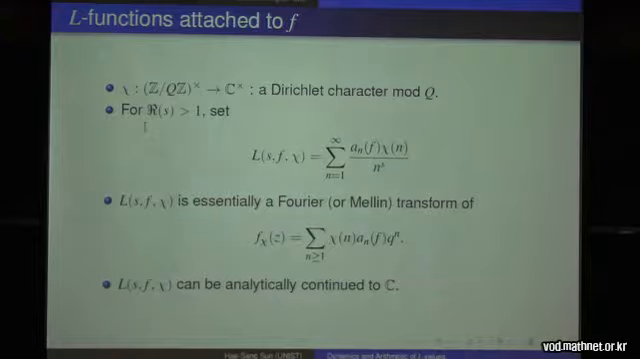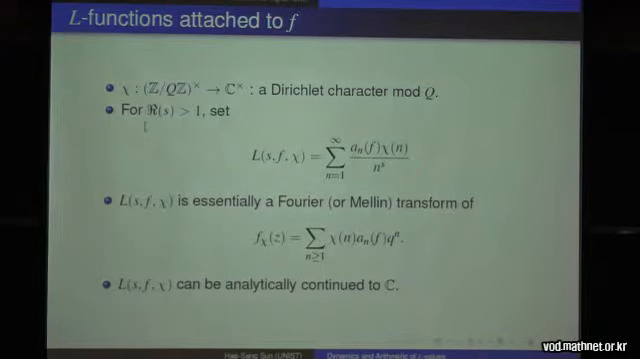Now let me define the L-function I mentioned in the title. For a Dirichlet character mod q, which is just a group homomorphism between these two groups, you extend this character to the whole integers by defining the value of chi as 0 when the point has a non-trivial GCD with q. Then you can extend this chi to the whole integers. Using that periodic function, you define a generating function, which is given by the sum of a_n(f) chi(n) divided by n to the s. So it's basically a Dirichlet series.